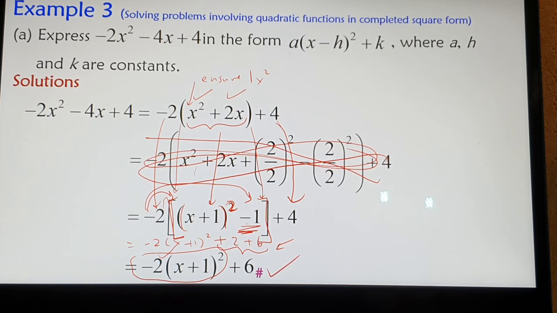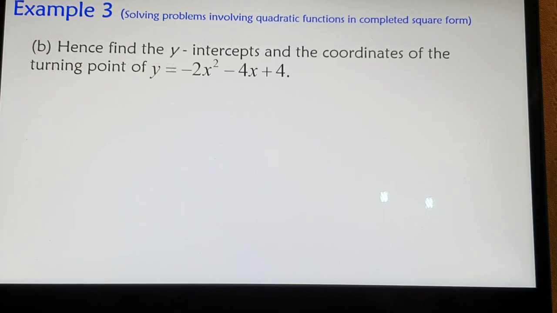But if you skip steps and then you make a mistake, then it's not worth it, you know what I mean? After doing so much work. So I strongly recommend you don't write this. It's a waste of time. Alright? Now that you've gotten this perfect square form, the completed square form, you are ready to use it for the hence part.